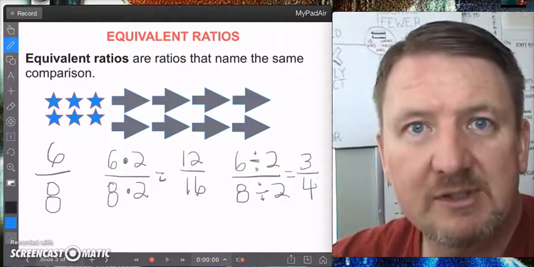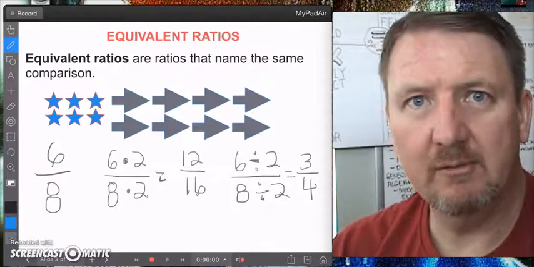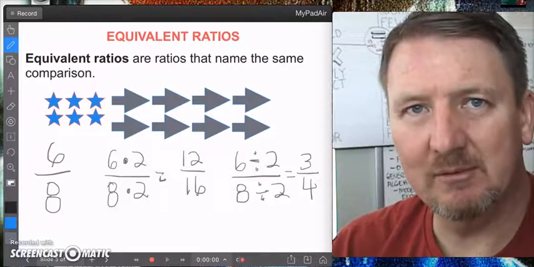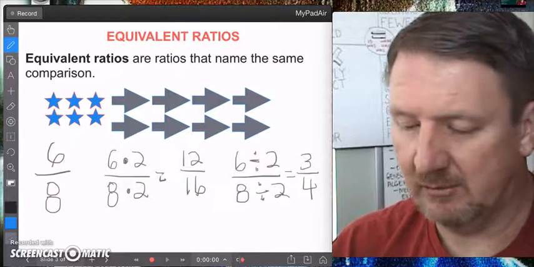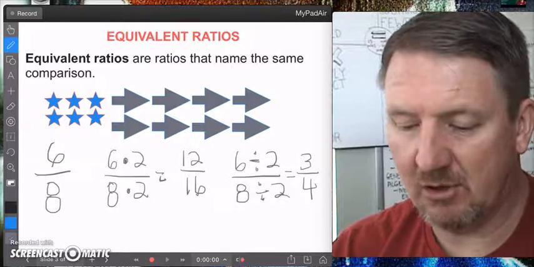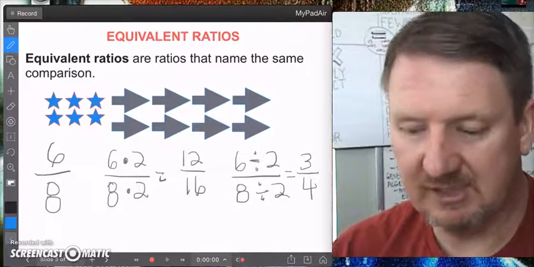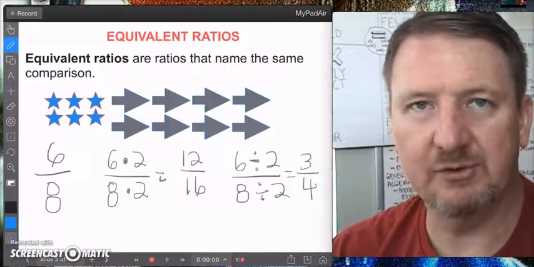All this means is that no matter what these ratios are, as long as I multiplied or divided by the same number on both the top and the bottom, then I have an equivalent ratio. And that means for every 6 stars I have 8 arrows, for every 12 stars I have 16 arrows, and for every 3 stars I have 4 arrows. All of those are the exact same thing.